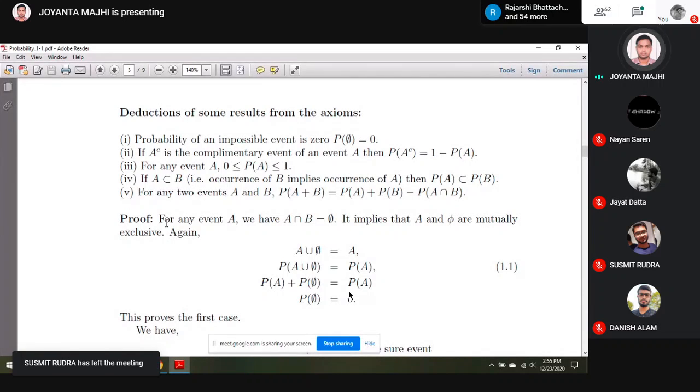And for any two events, it does not require that A and B are mutually exclusive. For any two events A and B, the probability of A plus B, actually A plus B means A union B, is equal to the probability of A plus the probability of B minus the probability of AB.